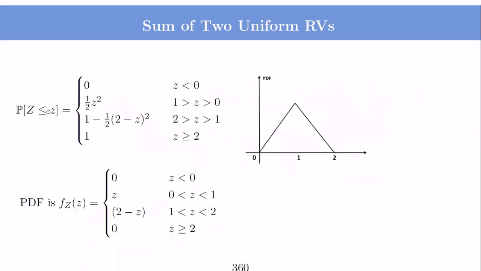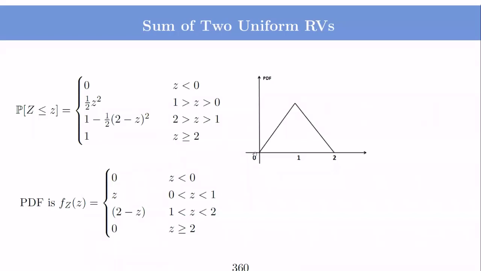So if I put them all together, when z is less than 0, the area is 0. When it is between 0 to 1, the area is half z squared. When it is between 1 and 2, it is this. And when z is more than 2, it is 1. If you plot this, it will look like this. Sorry, this is the CDF. If you differentiate it, you will get this, which when you plot looks like this.